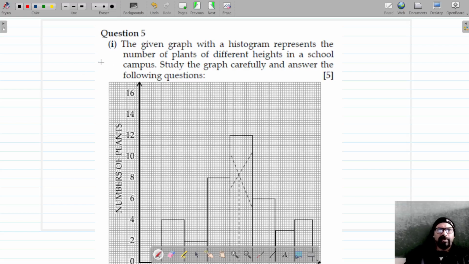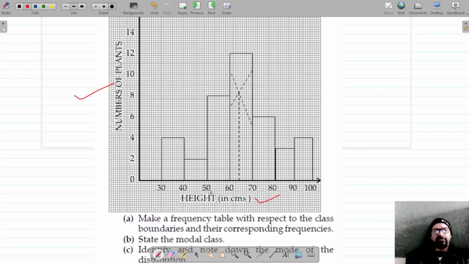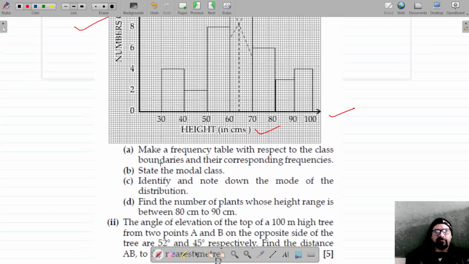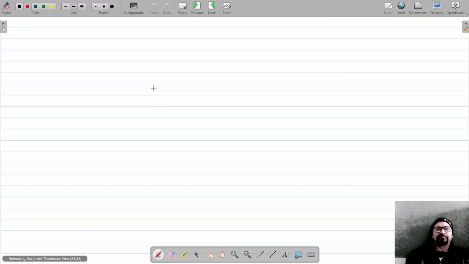Okay, for question number 5, a graph with a histogram is given which represents the number of plants of different heights in a school campus. We have to study the graph carefully and answer the following questions. The vertical axis has the number of plants, which is the frequency, and these are the class intervals with the heights in centimeters on the x-axis. We have to make a frequency table with respect to the class boundaries and their corresponding frequencies.